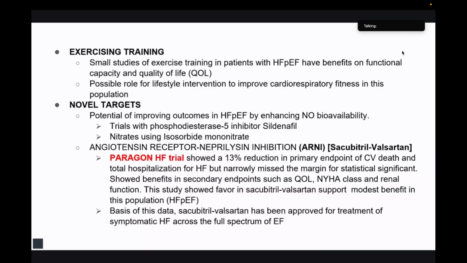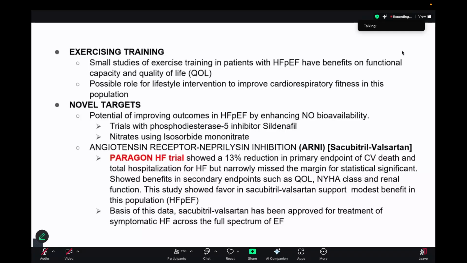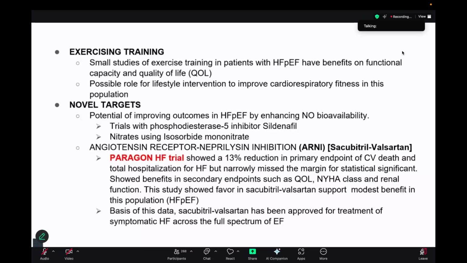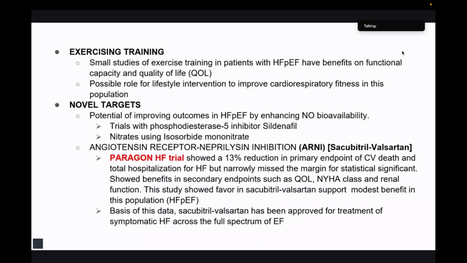and valsartan. So the Paragon heart failure trial has showed that there is a 13% reduction in the endpoint of cardiovascular death and hospitalization for heart failure. Using ARNI has also showed benefits in the secondary endpoints such as improved quality of life, improvement in the New York Heart Association class, as well as renal function. Hence, these studies favor sacubitril valsartan with modest benefits in patients with HFpEF.